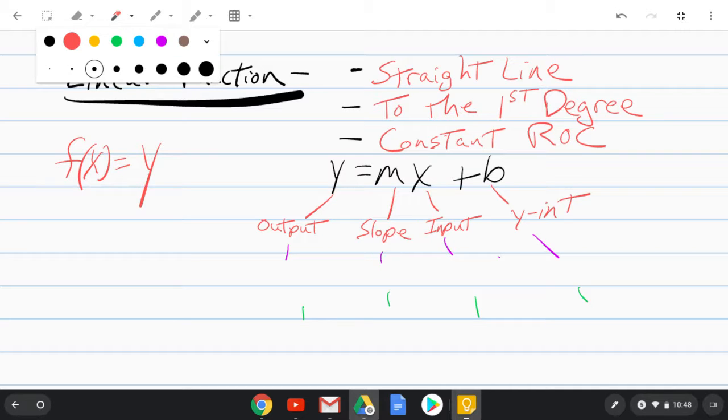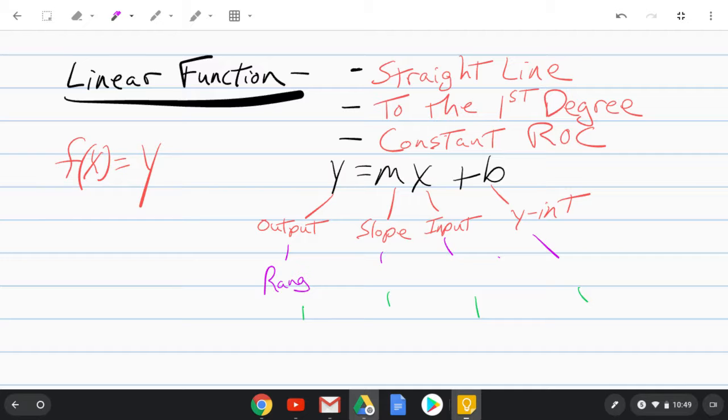All right, so let's go to another color. Let's go purple here. Another name for output. Range. Okay. Another name for slope. Rate of change. Another name for input. Domain. Very good. Another name for the y-intercept. Initial value. We're good so far, yeah?